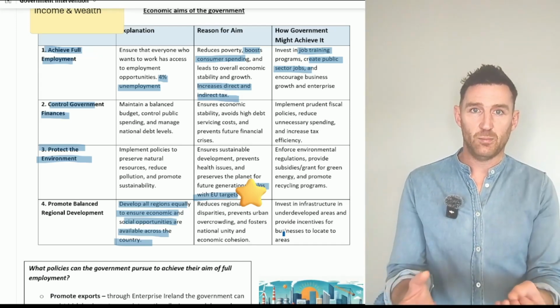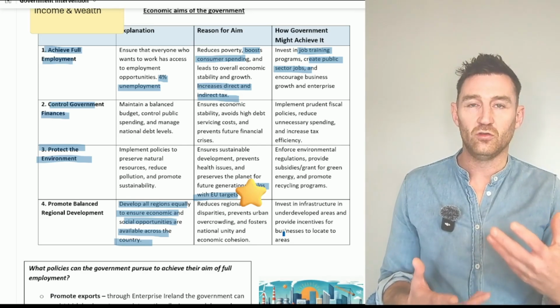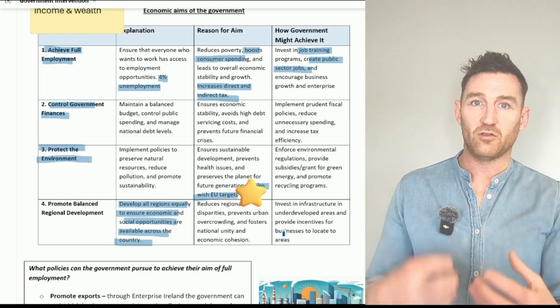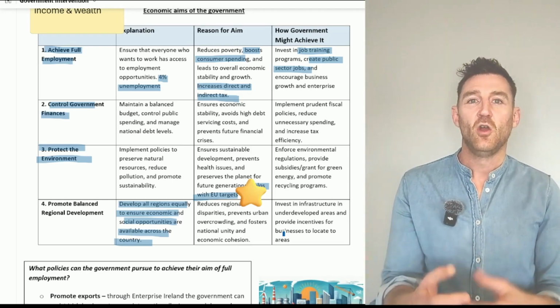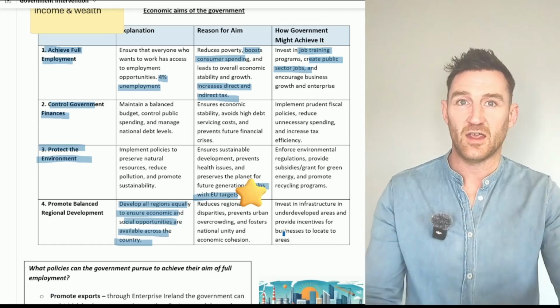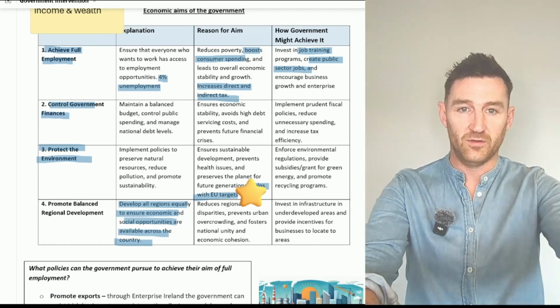So for example, through the IDA, the Industrial Development Authority, their job is all about trying to encourage foreign direct investment in Ireland. One of the things that they do is they try to incentivise multinationals to locate outside of Dublin. It's a big part of their strategy.